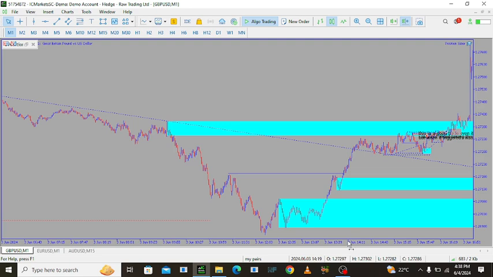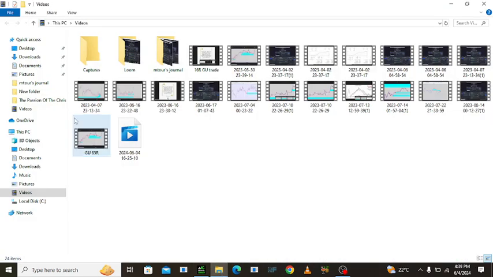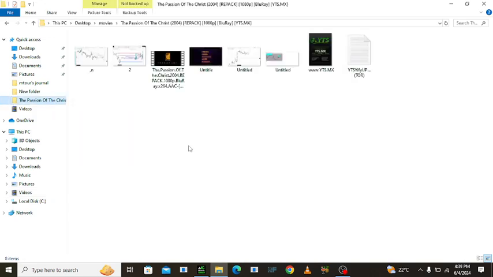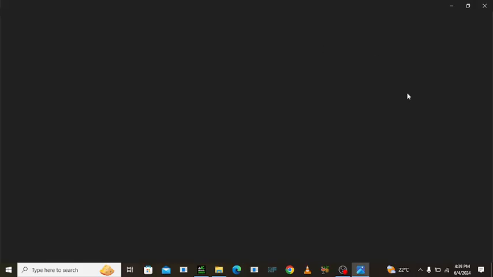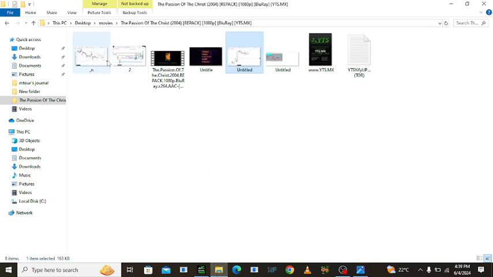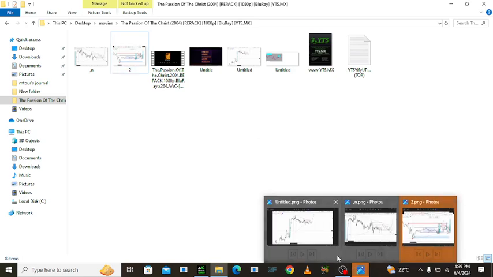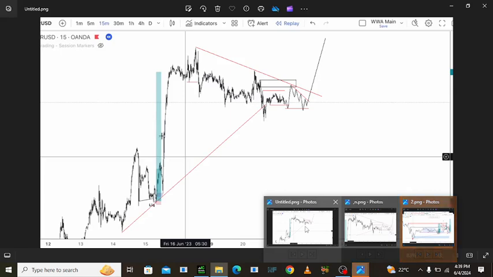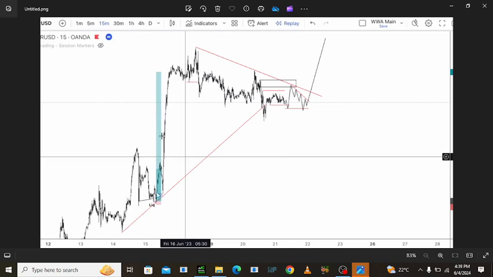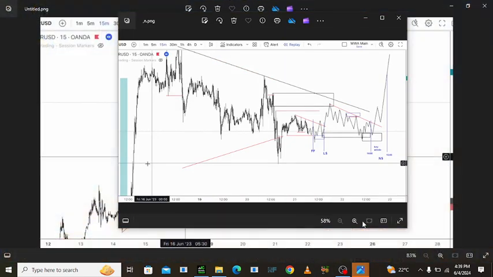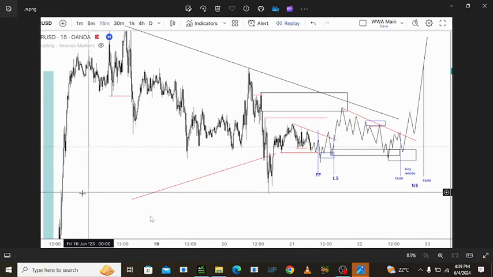You see, I want to show you something. I like this one. You see, this is my M15 structure. You see, inducement, trend line liquidity. You see, we are bullish. Inducement, trend line liquidity. If we are zooming in, this is our trend line liquidity. So everything is lining up.